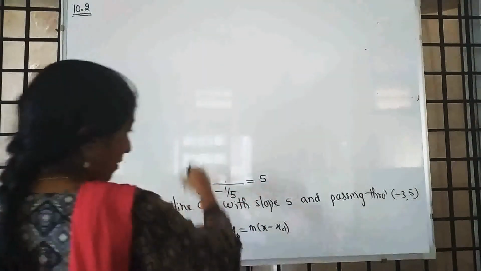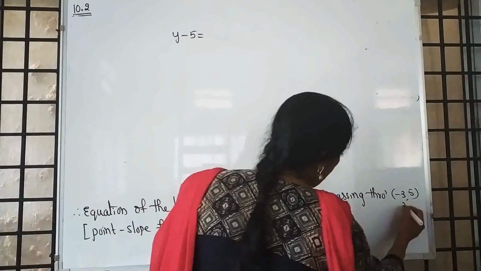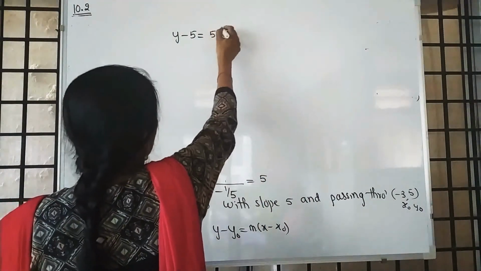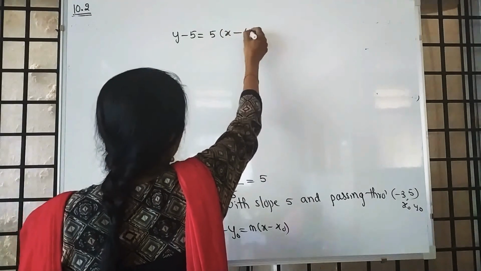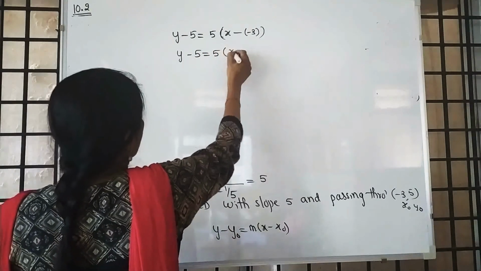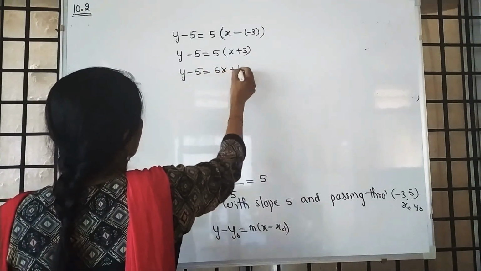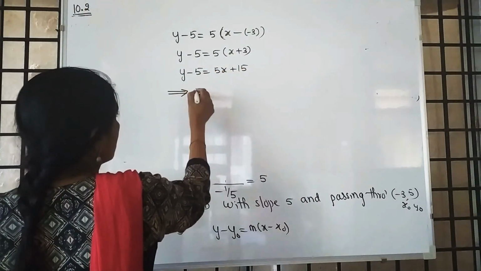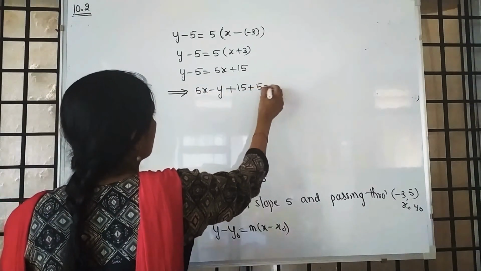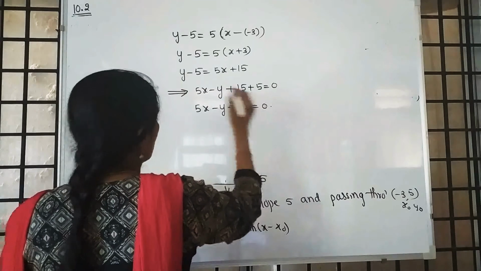Substitute those values. y minus y0, y minus 5. This point is x0, y0. y minus 5 is equal to 5 times x minus (-3). y minus 5 is equal to 5 in the bracket x plus 3. y minus 5 is equal to 5x plus 15. That is nothing but 5x minus y plus 15 plus 5 is equal to 0. So 5x minus y plus 20 is equal to 0.